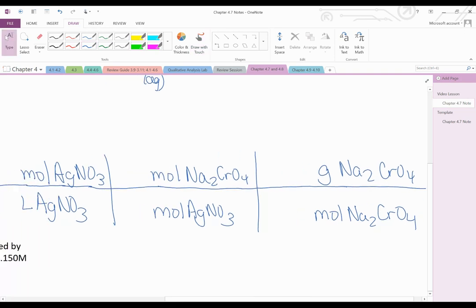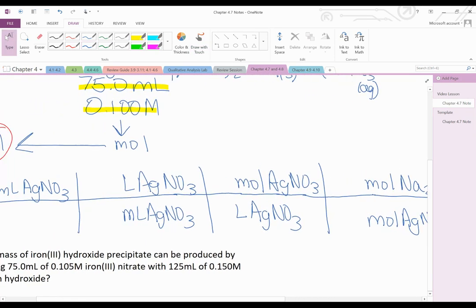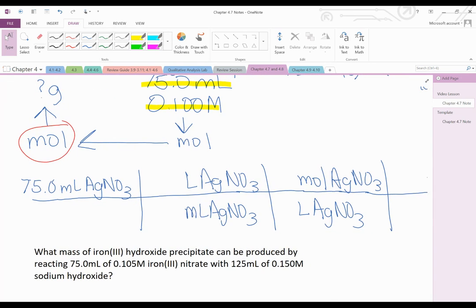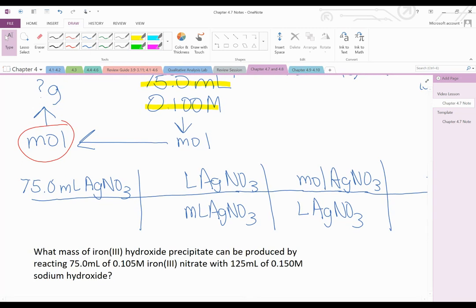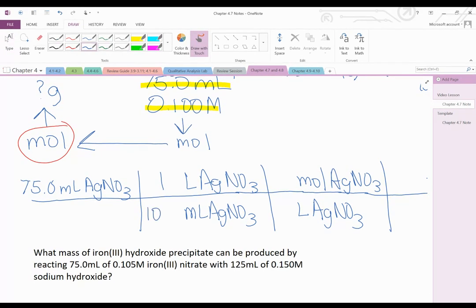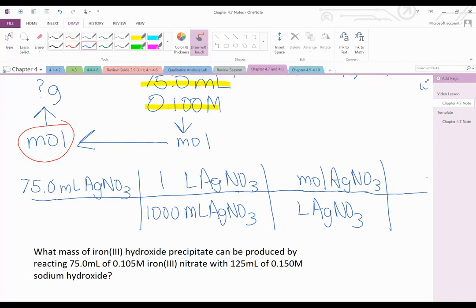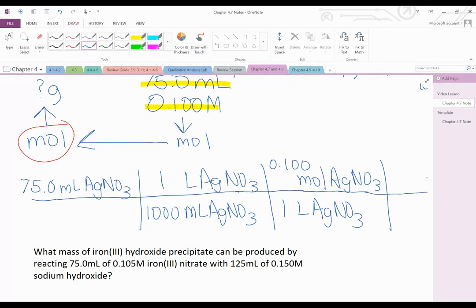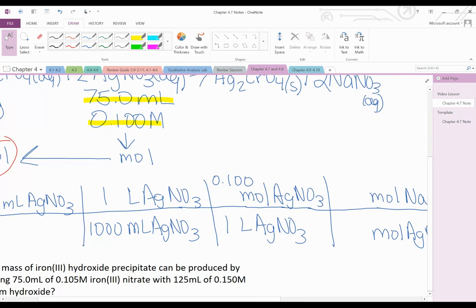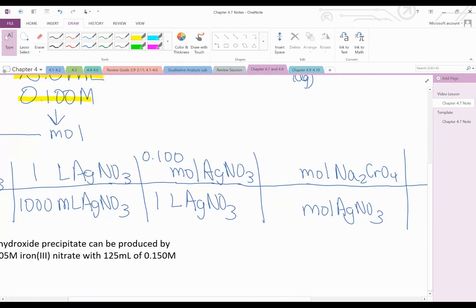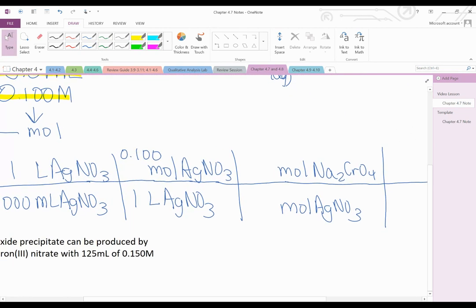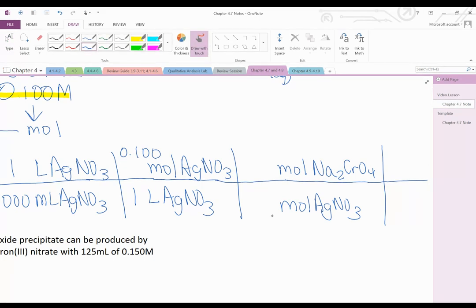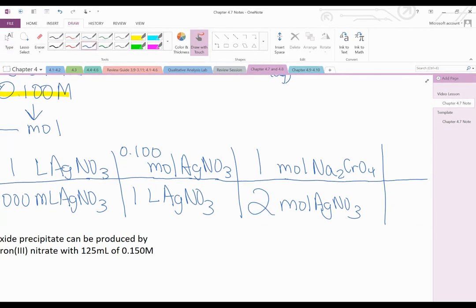So going back and filling in my numbers, I would go from milliliters to liters. 1 liter is 1,000 milliliters. The molarity was given to us: 1 liter of silver nitrate is 0.100 moles. The mole ratio from the balanced chemical equation: 2 moles of silver nitrate react with 1 mole of sodium chromate.